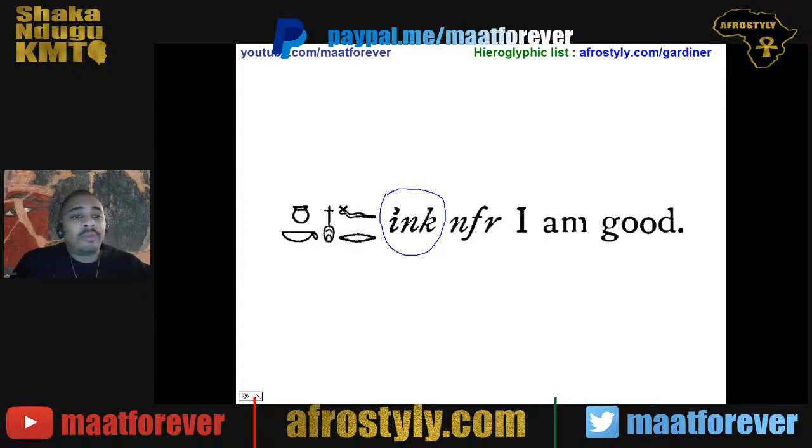By the way, this is taken from Gardiner's Egyptian Grammar, Third Revised Edition, page 54. Some people will consider it to be a yod, so they will pronounce it Yenek. Most people will pronounce the E or the letter J, which has the same phonetic value as the sound E. So we have Inek, Nefer, which is translated, as you can see, by I am good.